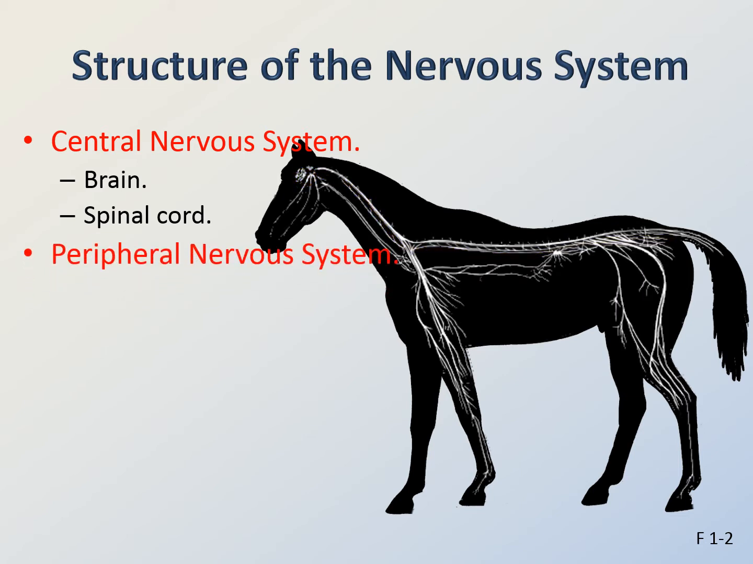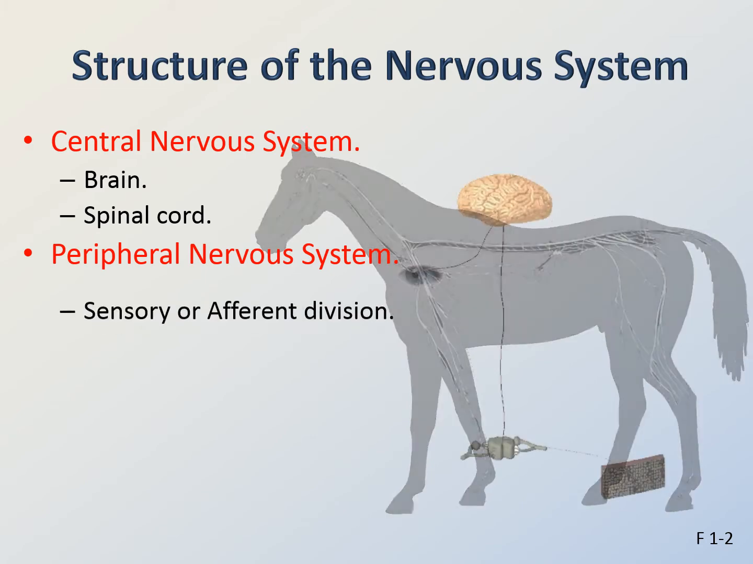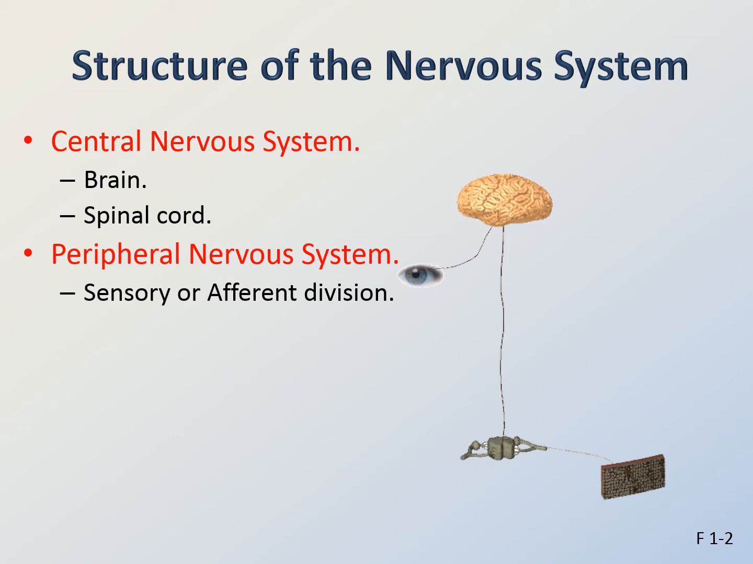The other component of the nervous system is the peripheral nervous system. The peripheral nervous system consists of all the nervous tissue, nerves, and ganglions that are located outside the skull and the spinal cord, and it is divided into two divisions. The sensory or afferent division, which, as we mentioned before, brings all information from the environment and the internal organs into the central nervous system.